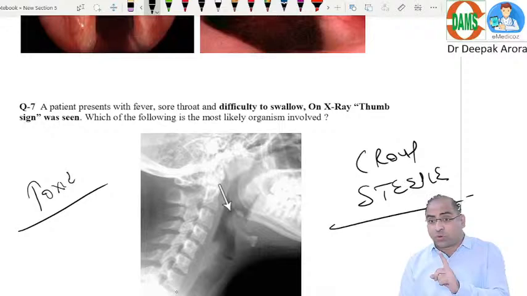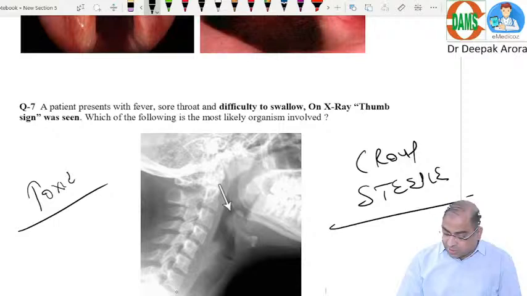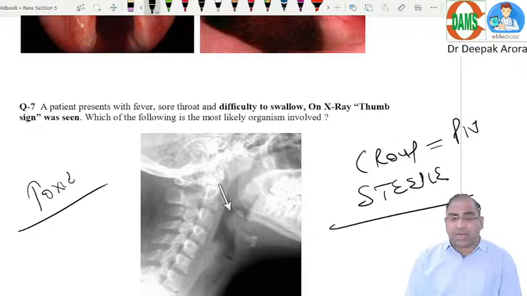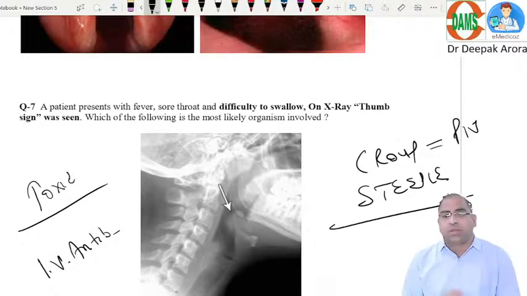Epiglottitis is caused by streptococci, not by H. influenzae type b. Few books mention this. No, we will go for streptococci, and croup is caused by parainfluenza virus type 1. If we go for treatment in epiglottitis, I go for IV antibiotics. This slide is very important for the upcoming examination.